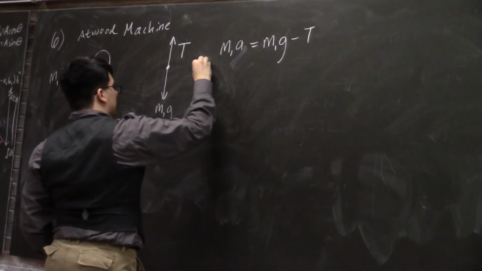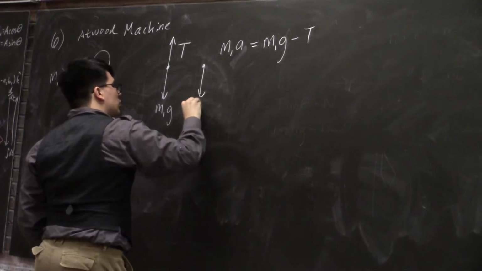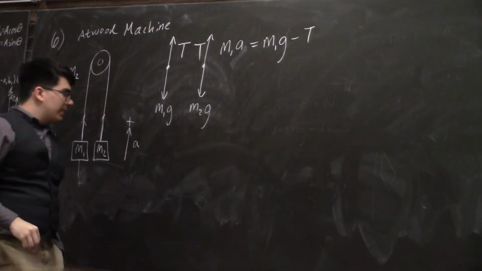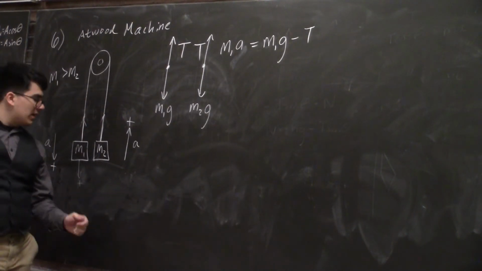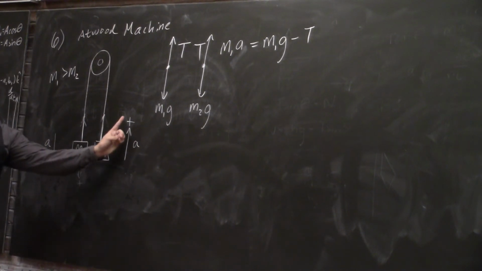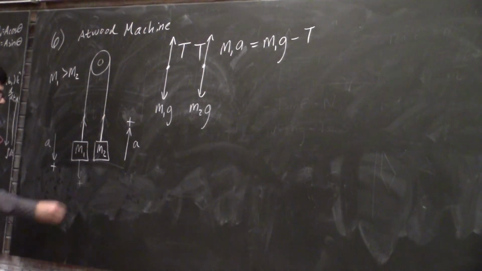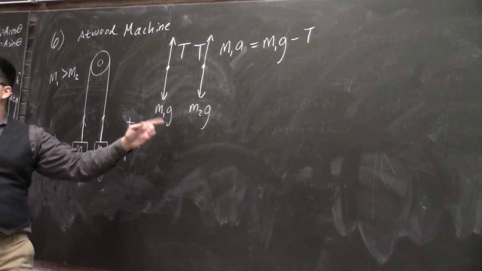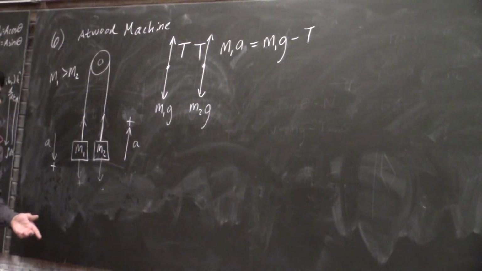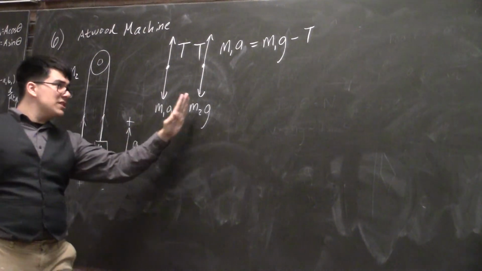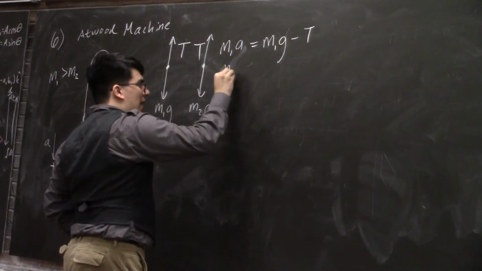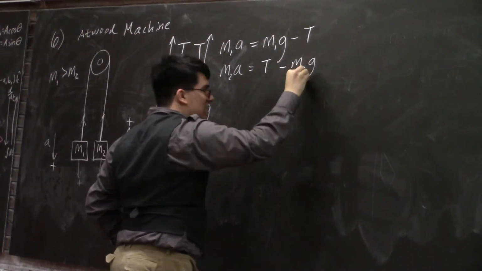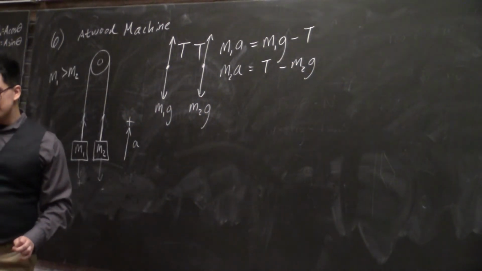Now we can talk about the second one. M2G and T, again, up here. All right? Now, on this side of the pulley, I said that A was pointing in the positive direction up. So this direction is positive or negative? Negative. So M2G is going to be minus. There's going to be a minus in front of it. So for the T, the tension for this part is going to point up. So m2a is going to be T minus m2g. See where I'm going with this?